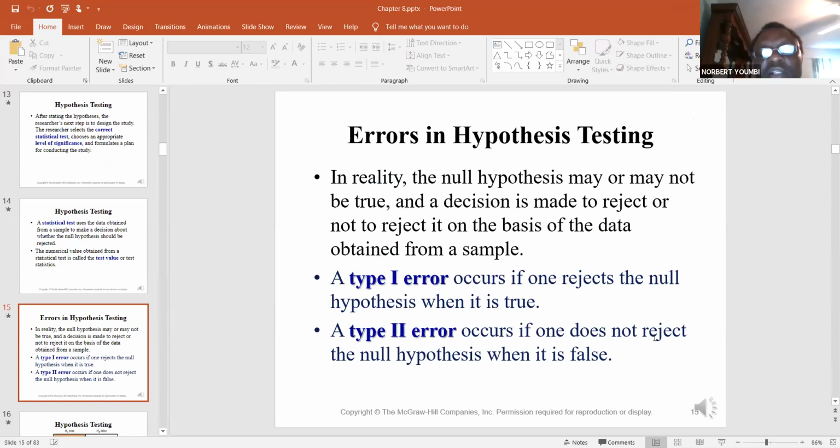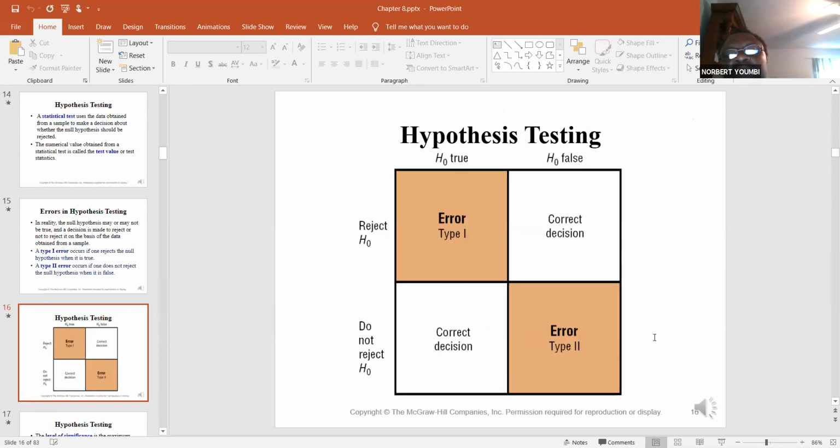So there are generally two types of errors in hypothesis testing. We will assume H0 is true, and we may either reject it or not reject it. So if H0 is true and we reject it, it is a type 1 error. Like in a court case, we will assume that an individual is innocent. And if the individual is convicted, though he is innocent, it's a type 1 error.